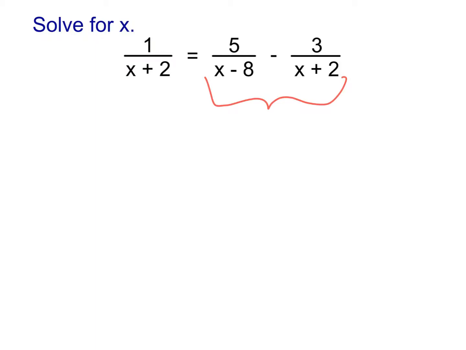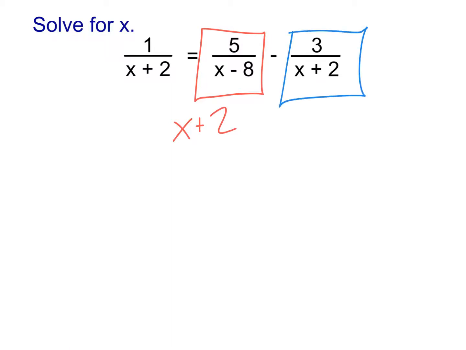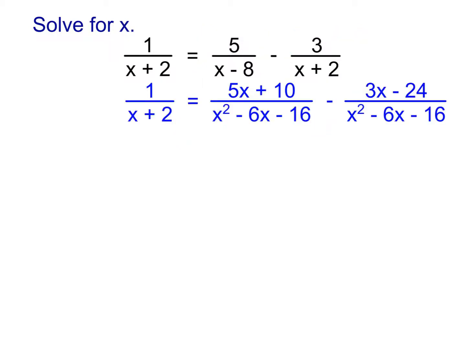So in order to do the subtraction and get that common denominator, I'm going to need to multiply this first fraction, top and bottom, by the x plus 2. So that one gets multiplied top and bottom by x plus 2. The other fraction, in order to get the common denominator, I got to multiply by the other denominator, which was x minus 8. So I multiply top and bottom of both of those fractions accordingly. This is what we're then going to end up with.